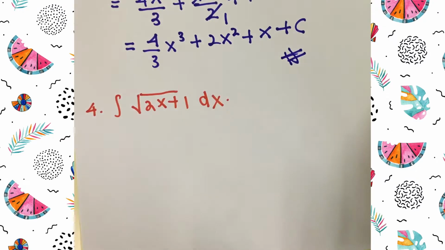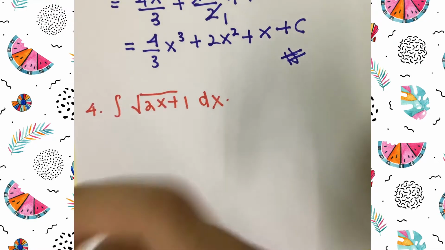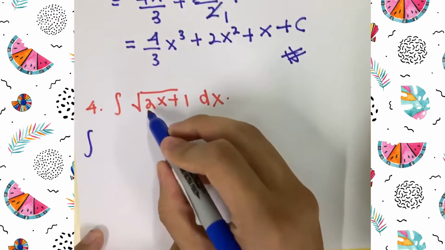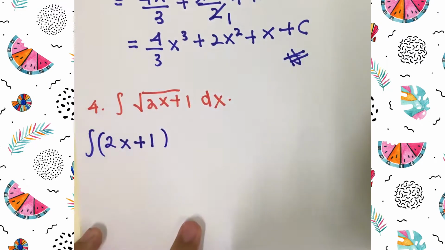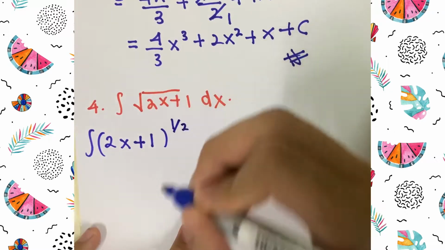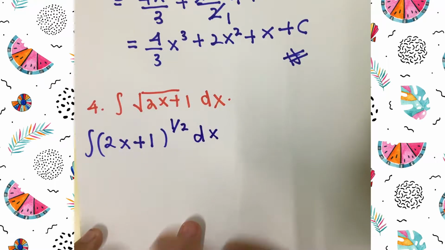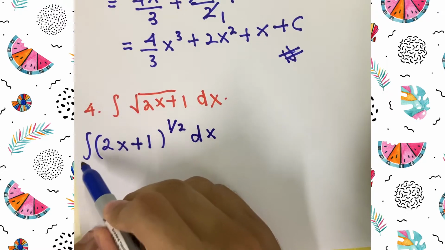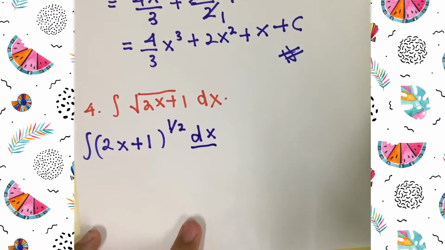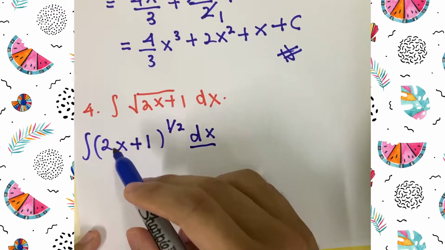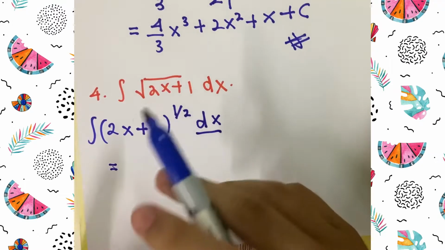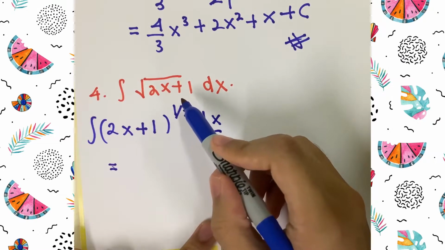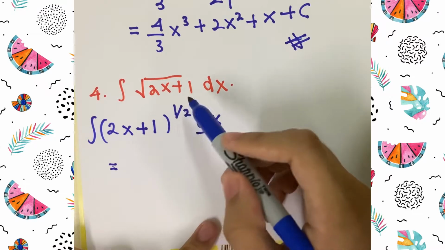And for number 4, you have to integrate square root of 2x plus 1. So we can rewrite as 2x plus 1 to the power of 1 over 2 dx. Always make sure when you have this integral sign, you have to have dx, or you have to have dy if this is y. So what we can do next is, we cannot expand this because it is raised to the 1 over 2 power.